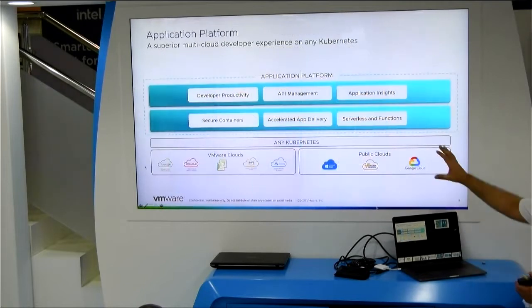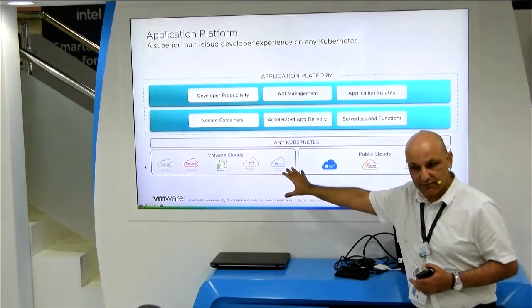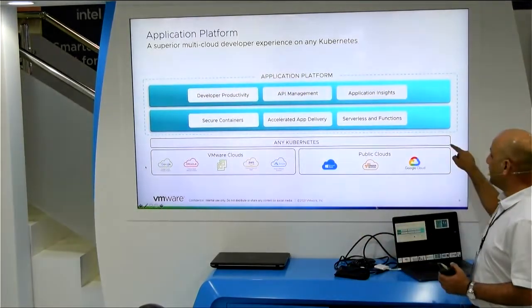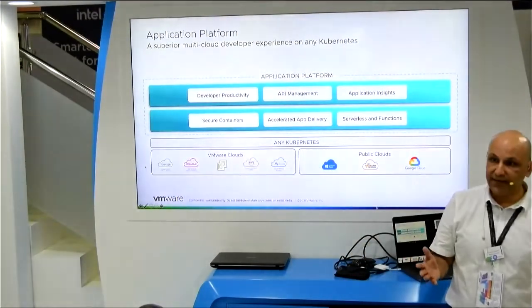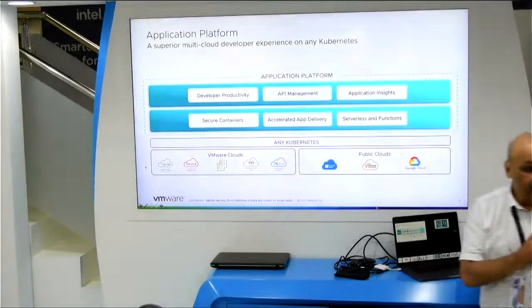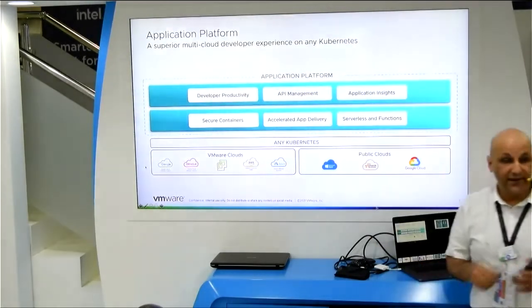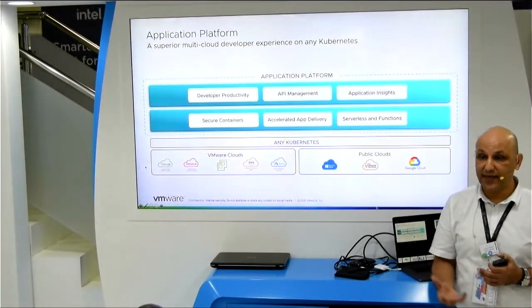So in a nutshell, this is what it looks like. We have different types of clouds, it doesn't matter: on-premise, off-premise, public cloud. We have a Kubernetes layer on top. Again, it doesn't matter. It can be Tanzu Kubernetes Grid. It can be any Kubernetes. And then we have an application platform on top. And this application platform is what we're interested in because this allows us to build these modern applications.